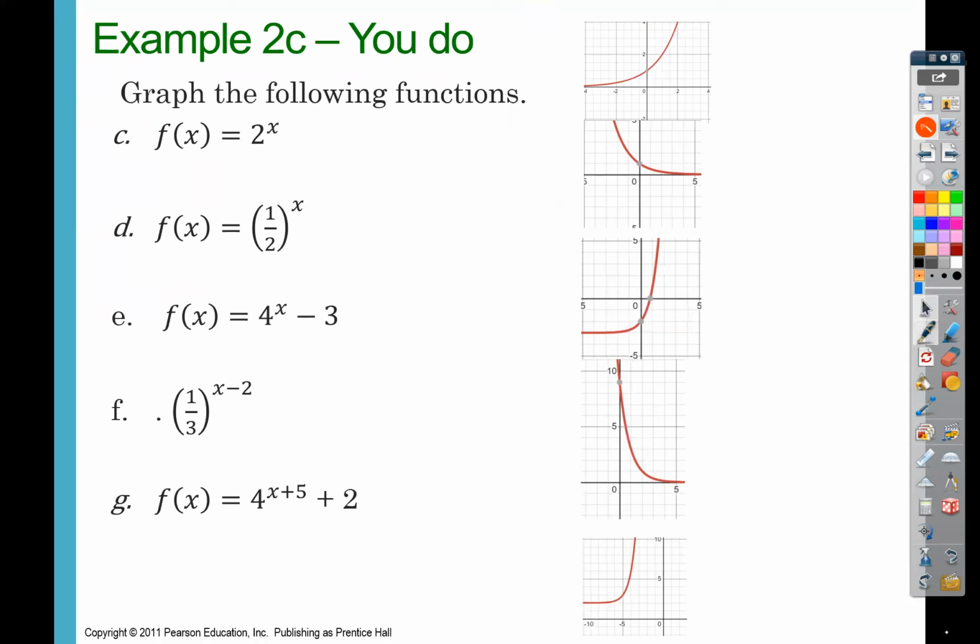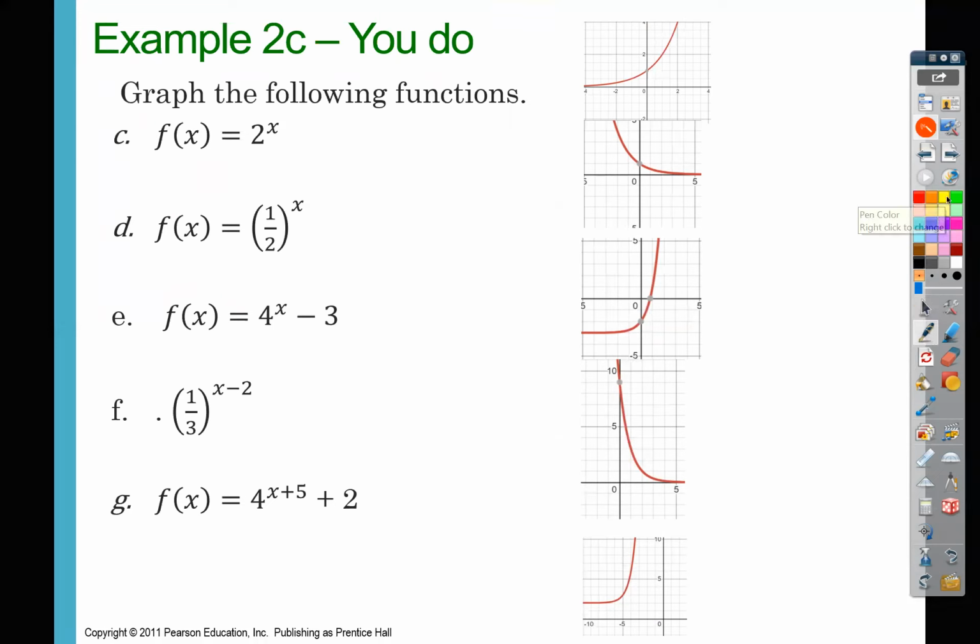Okay, now let's talk about these before we move on. Okay, so 2 to the x, what's happening? In C, we're just plotting the numbers.